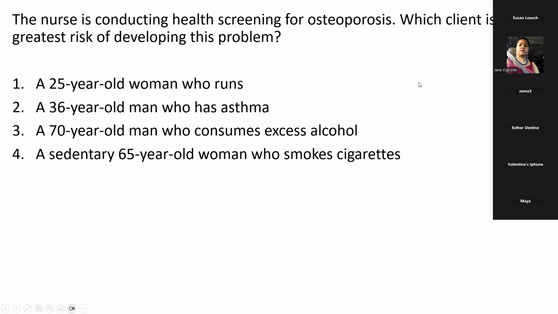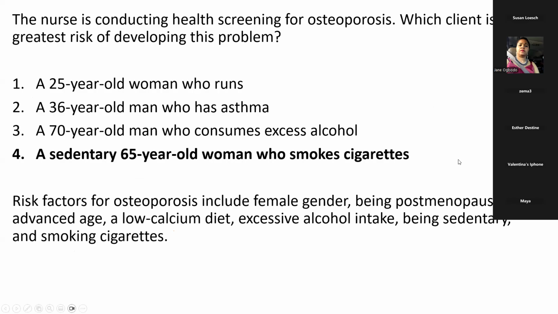All right, nurse conducting a health screening for osteoporosis. Who's at the greatest risk? Whenever you see a statement like this, look for the one that has the most risk factors. Okay, so female, postmenopausal, she's both, and she smokes.